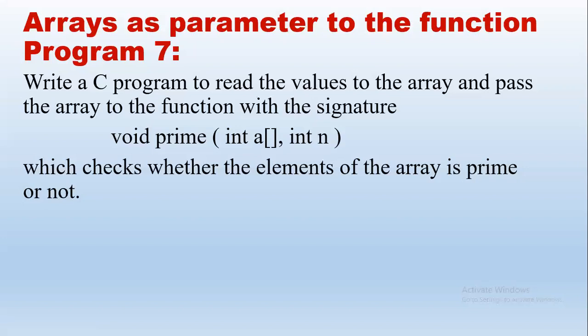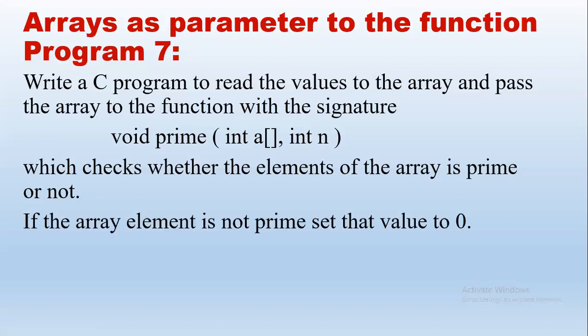Now we have to check if each element of the array is prime or not. Once we check, what should we do? If the array element is not prime, set that value to 0, because we want to find which elements of the array are prime numbers. So in case it is not prime, like 4, 9, all these are not prime. They are divisible by numbers other than itself and 1, right? So those numbers which are not prime have to be set to 0. Change that number and make it 0.